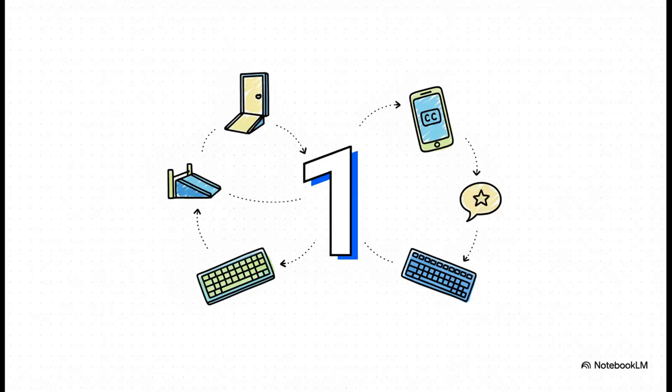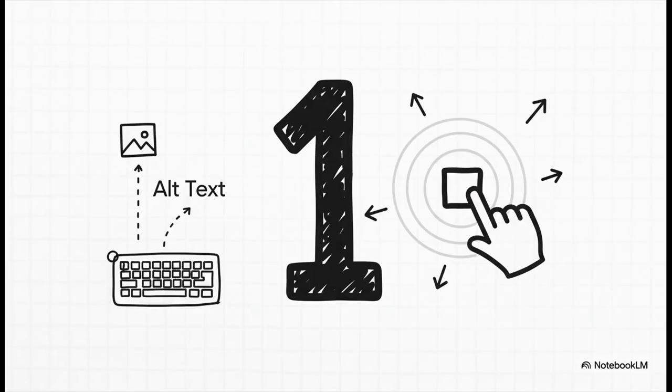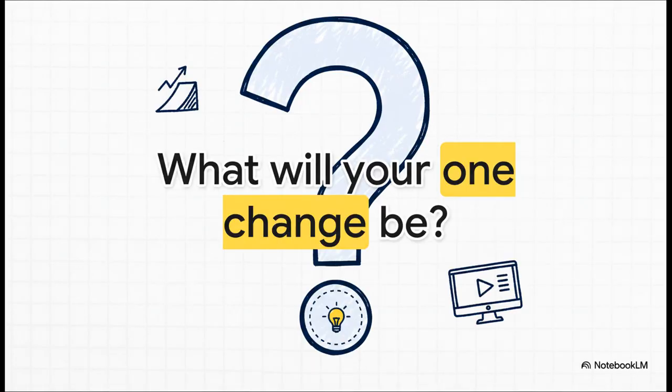So where do you start? I know, it can feel like a lot, but it really boils down to one simple, powerful idea. That's it. Seriously, on your next project, whatever you're working on, just commit to starting with one simple change. Maybe that one thing is just adding alt text to your images, or maybe it's checking to see if your website works without a mouse. You don't have to boil the ocean. Just start with one thing. So I'll leave you with this question to think about. What will your one change be?